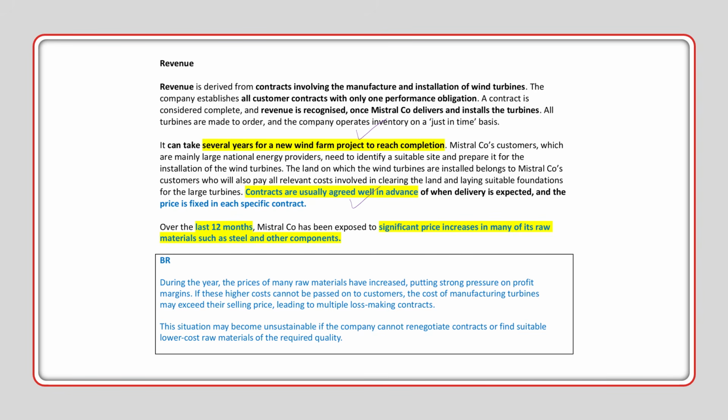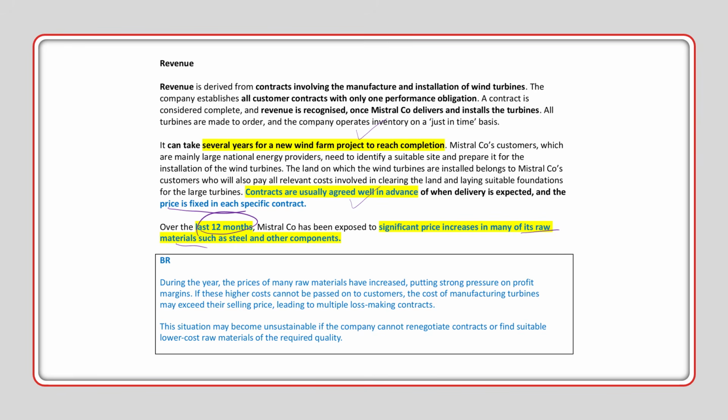Contracts, on the other hand, are agreed in advance and there is a fixed price for each contract. So it's going to take me a long time and I've decided that the price is going to be, say, 20 million. However, in the recent past, prices of my raw material have gone up, and because of that, the price is going to remain the same. My costs have gone up. So I've agreed the price, I can't change that, but costs have gone up. And this is an easy business risk.